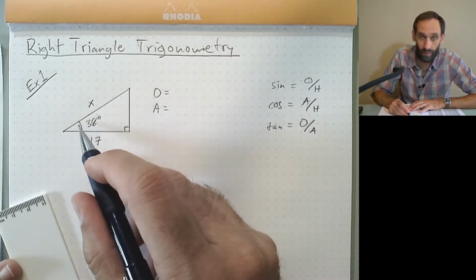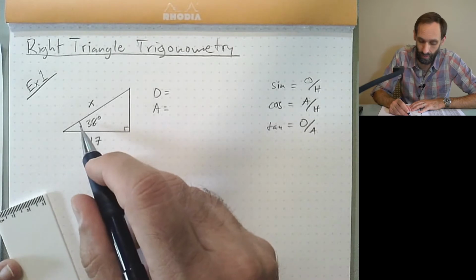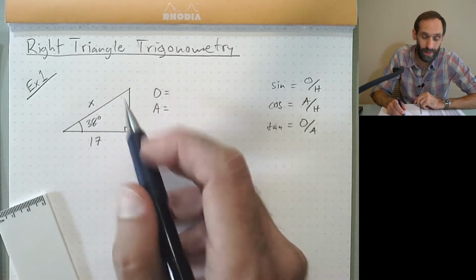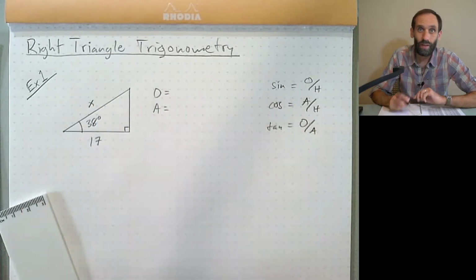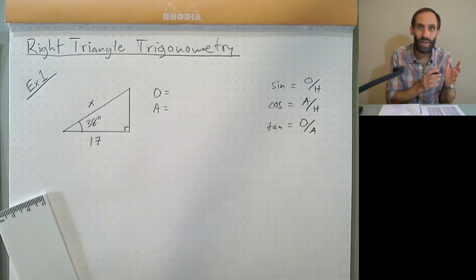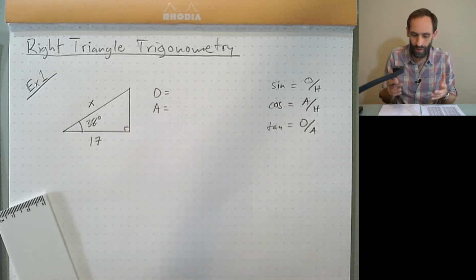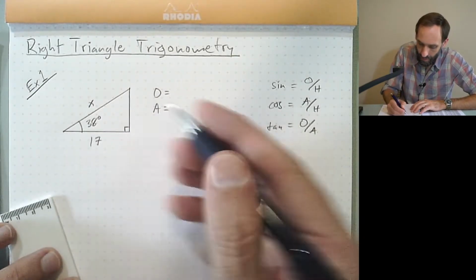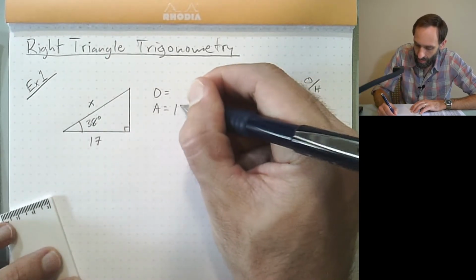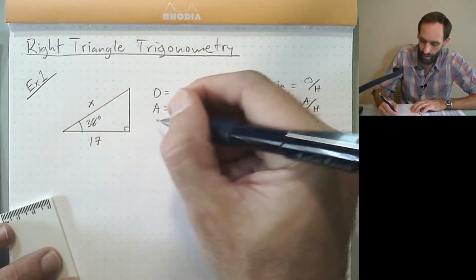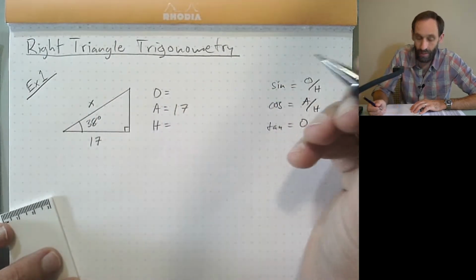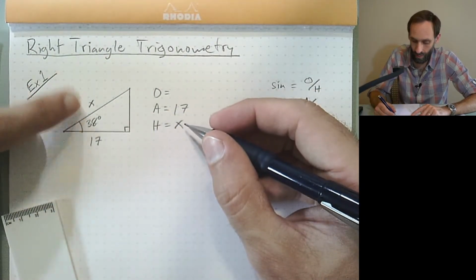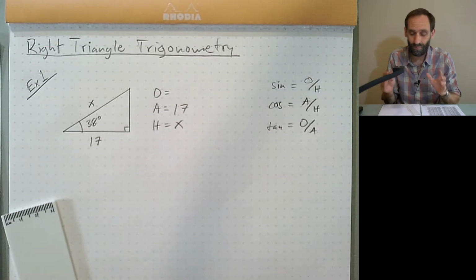And from the perspective of this angle, the side adjacent to it, well, there are two sides touching it, right? This side and this side. But the longest side, the side across from the right angle, is always the hypotenuse. The adjacent side is the side touching the angle that's not the hypotenuse. So that's this side down here, 17. So the length of the adjacent is 17. And the length of the hypotenuse is x. It's my unknown, the thing that I want to find in order to solve this problem.